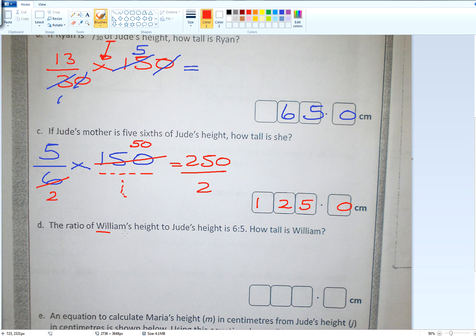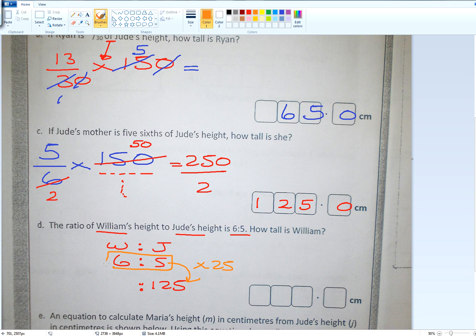The ratio of William's height to Jude's height is 6 to 5. So William to Jude is 6 ratio 5. How tall is William? Now what's Jude's height? We just worked it out. 125, isn't it? So let's figure out how the 5 becomes 125. Times by 25, isn't it? Yep. So that's the ratio.